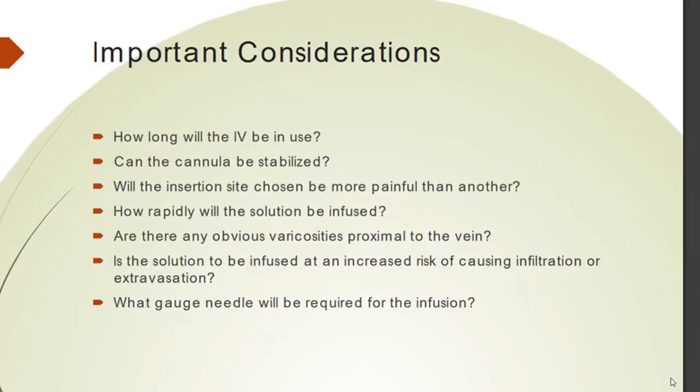Again, we want to look at whether the cannula of the IV can be stabilized. If this is not an in and out venipuncture for lab draws, you're going to have to be able to stabilize that catheter so that you can maintain it. Will the insertion site chosen be more painful than another? Again, I mentioned the antecubital fossa, the upper arm, and then of course the hand. The upper arm and the antecubital fossa are going to be a whole lot less painful than the hand.